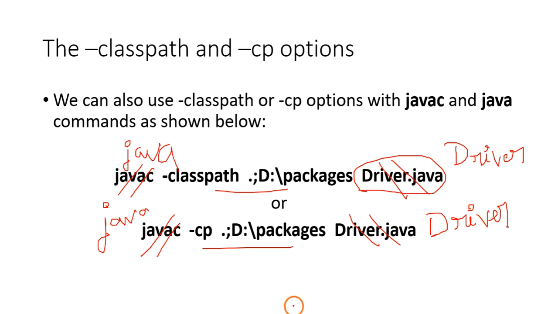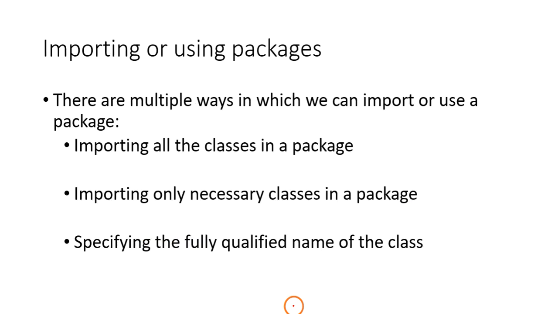So this is about packages, how to create a package and how to specify the location for a package. And the last thing that is remaining is importing or using packages. Once you create the package and store the class files in the package, how to use them. So there are three different ways. First one is importing all the classes in the package. Second one is importing only necessary classes in a package. And third one is specifying the fully qualified name of the class.